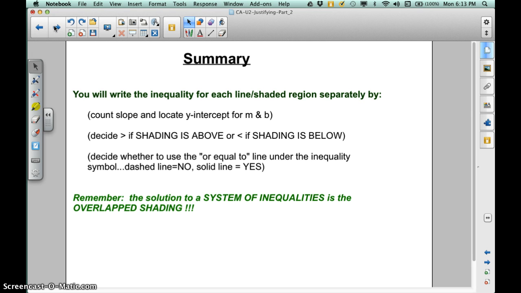In summary, you're going to be writing the inequality for each line and shaded region separately by counting slope and locating the y-intercept for the m and the b in your inequality. Then you're going to decide greater than if shading is above or less than if shading is below. Also, decide whether to use the or equal to line under the inequality symbol. A dashed line, don't use it. A solid line, you should have the or equal to line under the inequality. Remember, the solution to a system of inequalities is the overlapped shading.